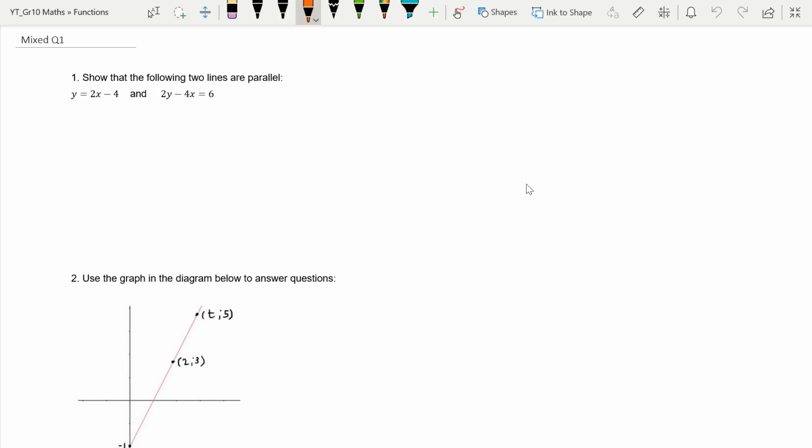Now we're at a point where they're not going to tell you what function you're looking at, but you need to identify that yourself. So you have to apply all the knowledge that you have. We need to build your confidence in this section.